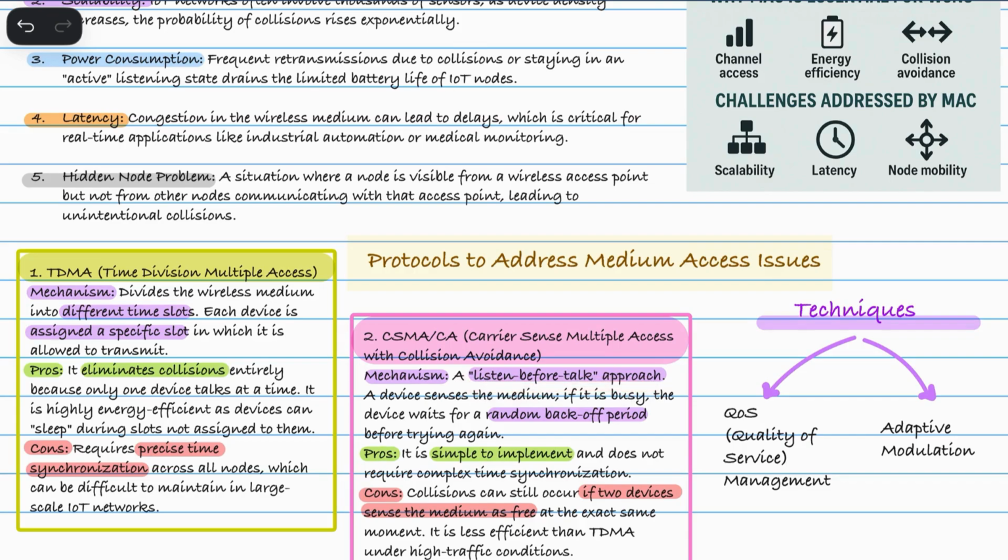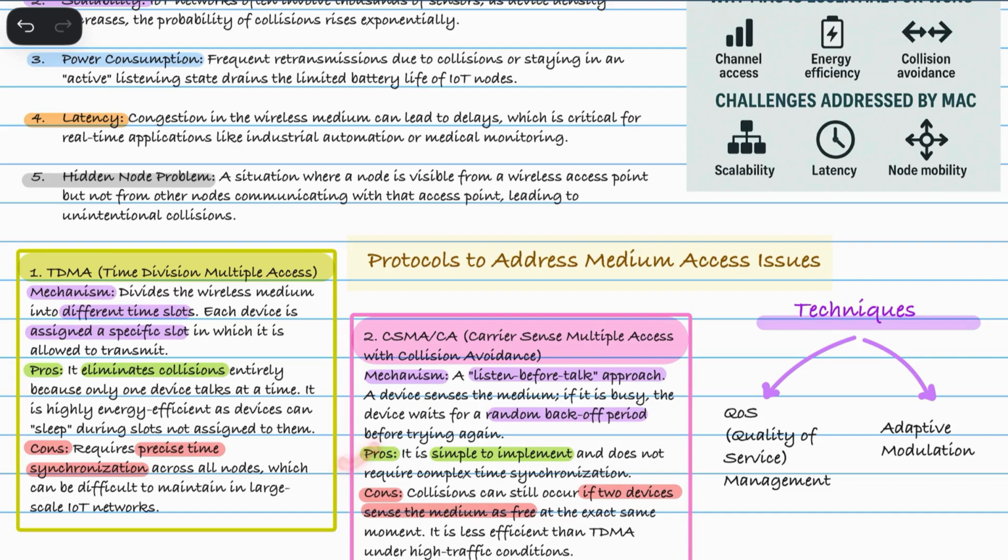Before an IoT node transmits, it senses the carrier wave. It listens to the airwaves. If it hears another device talking, it backs off. It doesn't just wait until the other device finishes. It waits for a random back-off period of time before checking again. Why random? Because if multiple waiting devices all jump in the split second the airway clears, they would instantly collide. That is why a random back-off period is required.